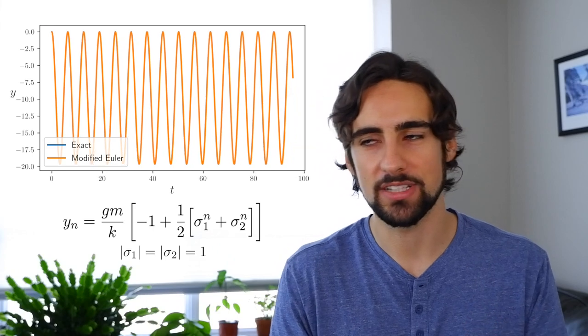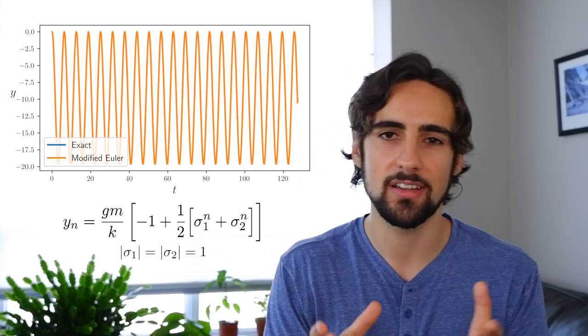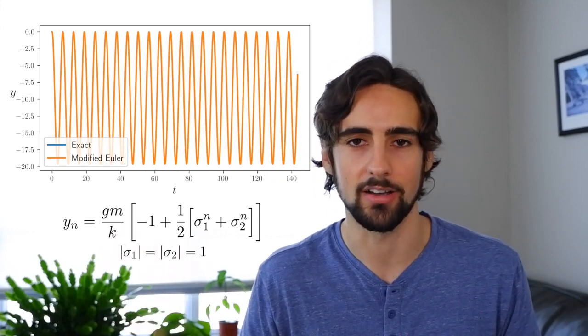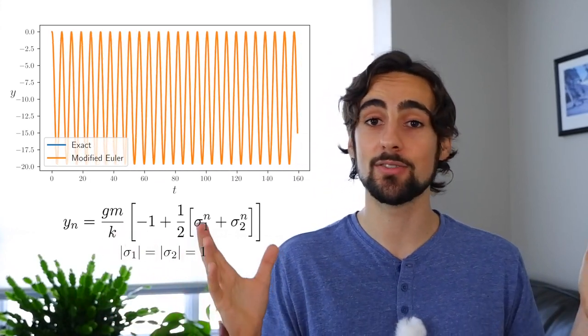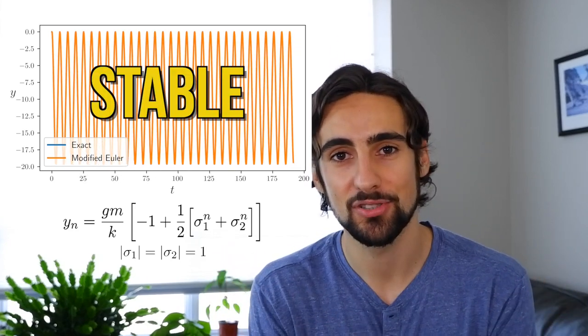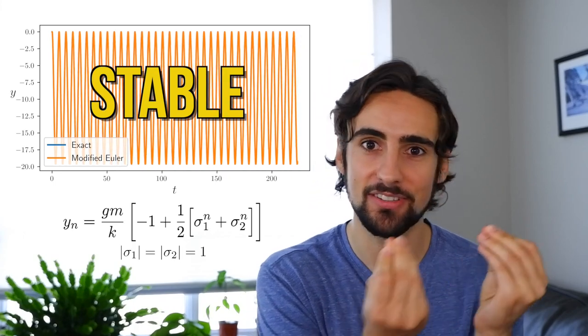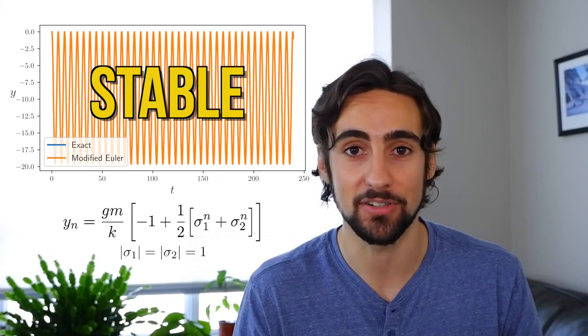Now, I'm not going to show you exactly what sigma 1 and sigma 2 are, because their expressions are a little bit uglier in this case, it's pretty long. But the crucial part is that their magnitudes are equal to 1. You can prove that they're stable. A simple change to your numerical method can have a dramatic impact on the resulting accuracy and reliability of your solution. So remember, there are many numerical methods out there, and you have to be sure that the method that you're choosing is appropriate for the problem you're solving.